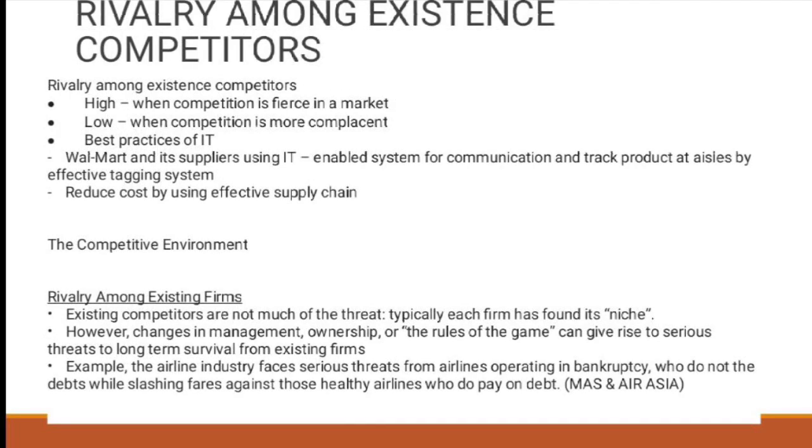On this slide, rivalry among existing competitors: when it is high, competition is fierce in a market, and when it is low, competition is more complacent. For example, Walmart and its suppliers use IT, which enables systems for communication and tracking products through an effective tagging system. So it can reduce cost by using an effective supply chain.